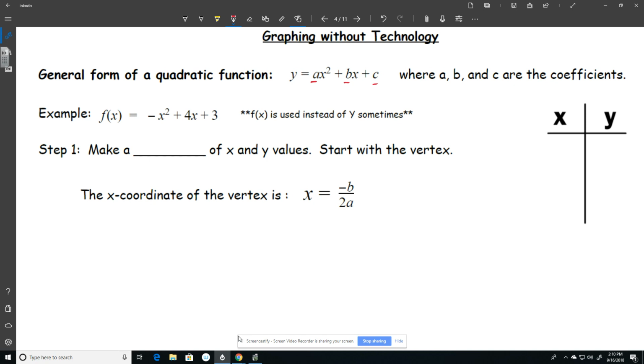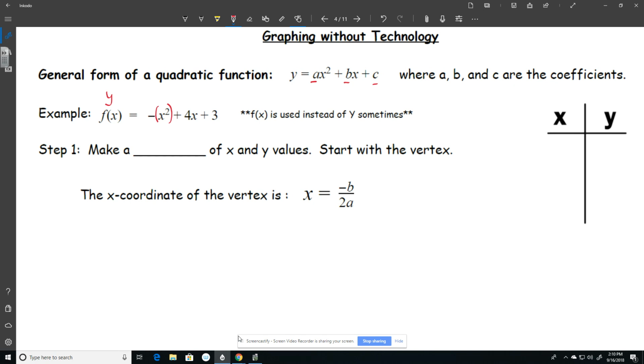Okay, so for example, right here, f of x, remember that just means the same thing as y. f of x equals negative x squared. Now be really careful on this one because that negative is in front of the x squared. So you plug something in for x, square it, and whatever answer you get has a negative in front of it. So negative x squared plus 4x plus 3.